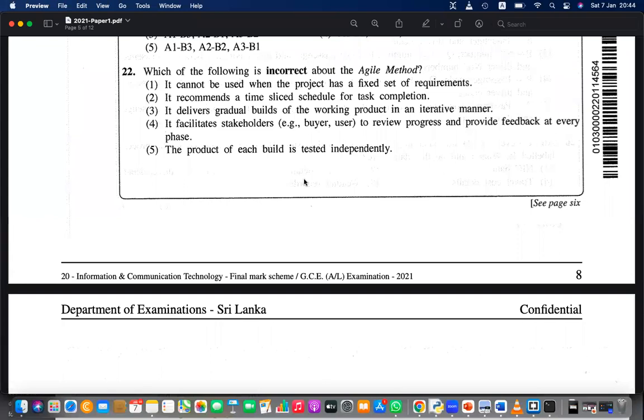The product of each build is tested independently. Yes, in each iteration the testing is done independently. So it is time sliced into iterations, tested independently in iterations, developed in an iterative manner, with more customer involvement. That is agile, but the first one is not a feature of agile. So that is the answer: it cannot be used when the project has a fixed set of requirements. No, even if a fixed set of requirements is there, you can use it. Doesn't matter. No need to use waterfall always. You can use agile too.